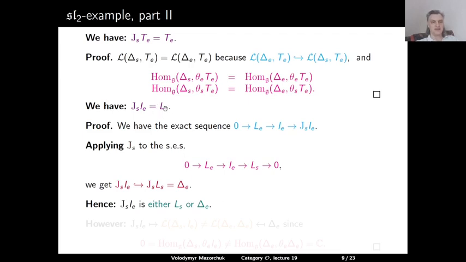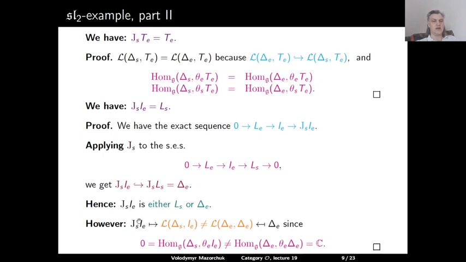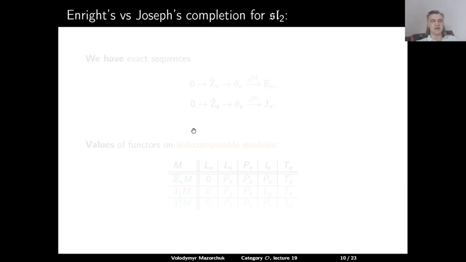So G_S I_E is a non-zero submodule of δ_E, so it can only be L_S or δ_E. In order to prove that it is really L_S, we need to prove that it cannot be isomorphic to δ_E. For this, we compare the two Harish-Chandra bimodules L(δ_S, I_E) and L(δ_E, δ_E). This is the Harish-Chandra bimodule which corresponds to δ_E, and this is the one which corresponds to G_S I_E. We note that for the projective functor θ_E, we have different dimensions of the Hom spaces. Hom from δ_S to θ_E I_E is zero dimensional, while Hom from δ_E to θ_E δ_E is one dimensional. Therefore, these two Harish-Chandra bimodules are not isomorphic. This implies our claim.